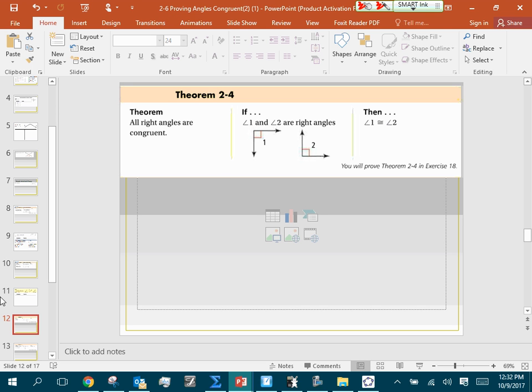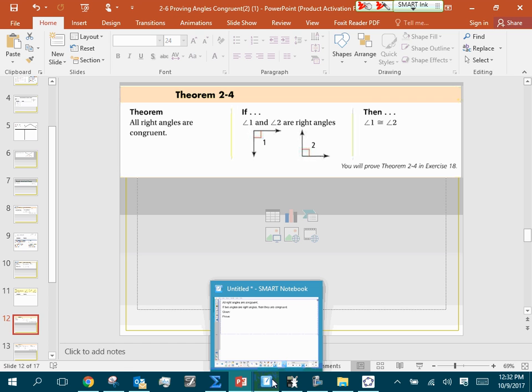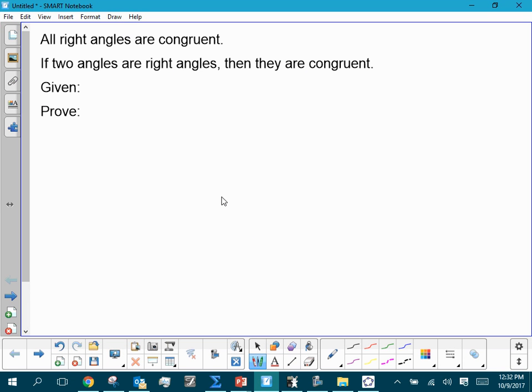It might not seem very difficult to think about, okay, but it is a proof that I want to go through, okay. When they start you off, it says all right angles are congruent. All right angles are congruent.